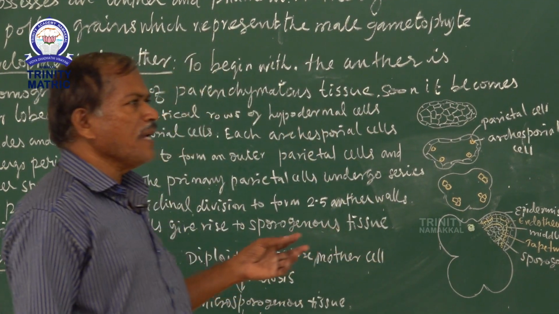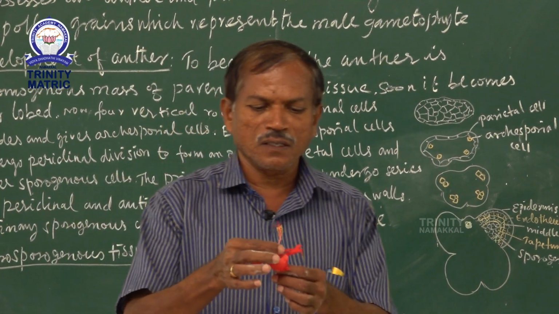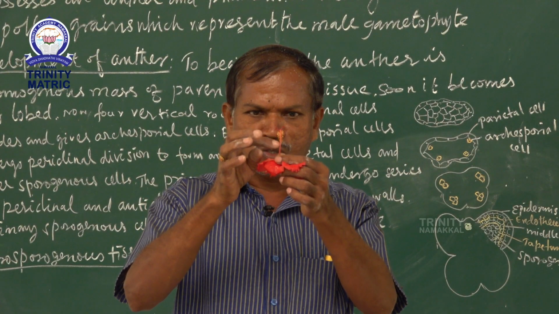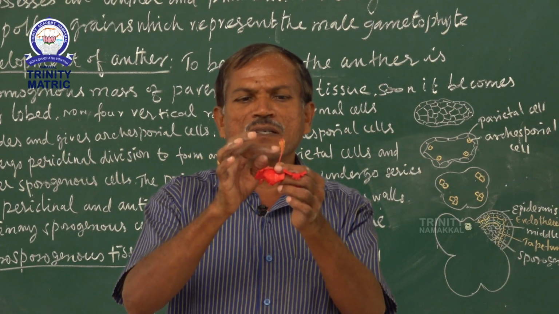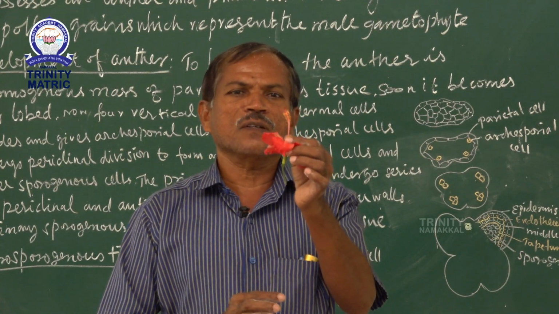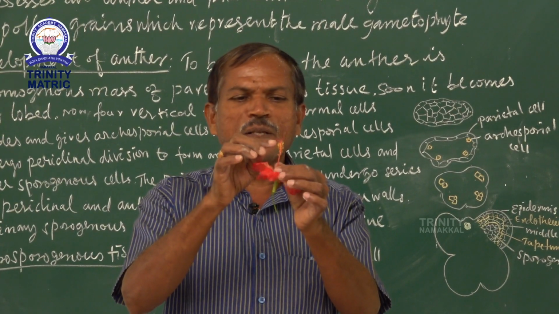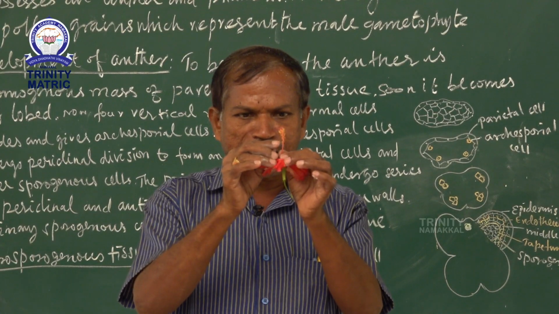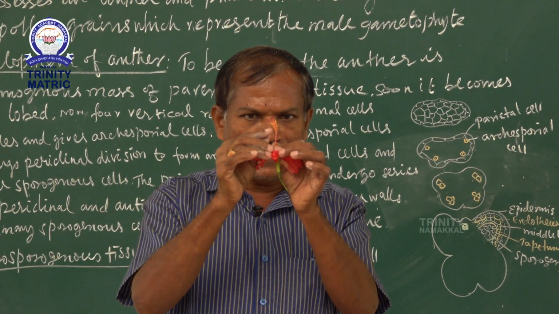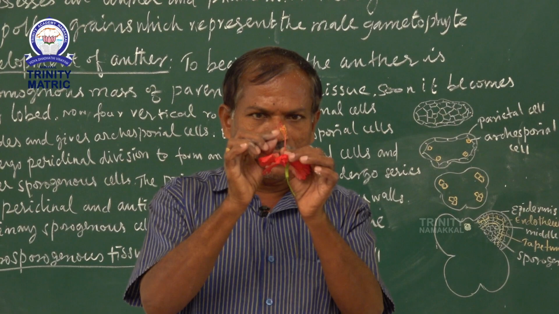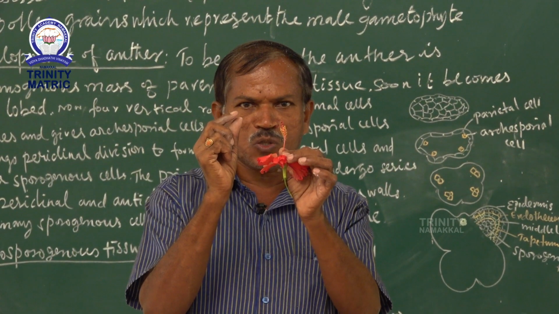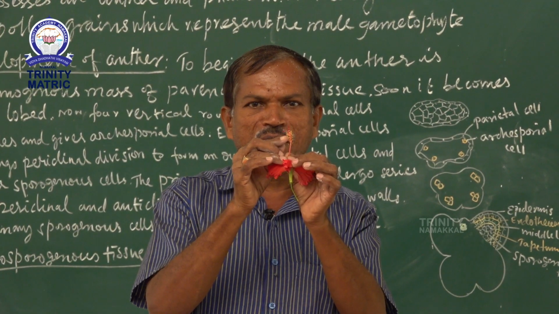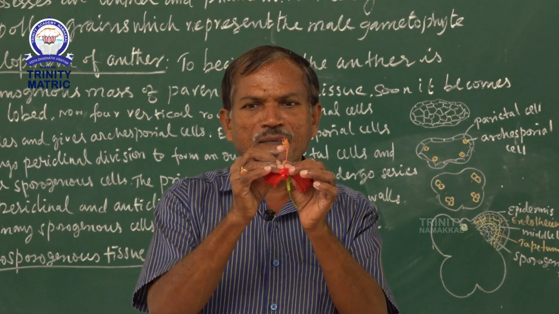What is androecium? Androecium is the male reproductive part. Look at this flower, this yellow colored portion is called the androecium. It is the male reproductive part of a flower, made up of stamens. Each stamen is divided into the tip region, a bulge-like portion called the anther, and the attached stalk-like portion called the filament.